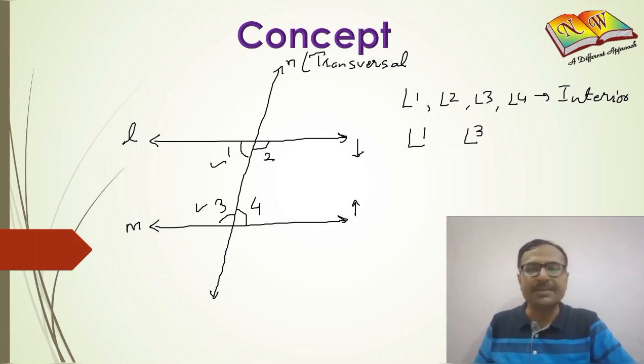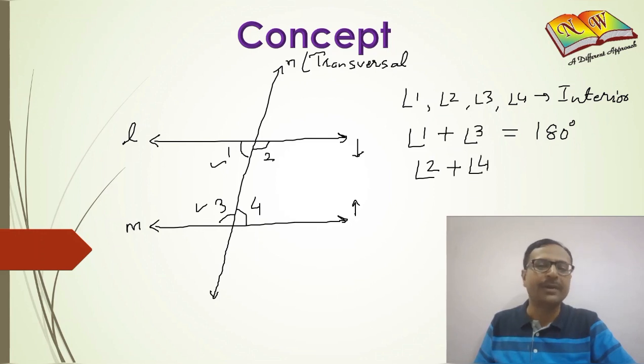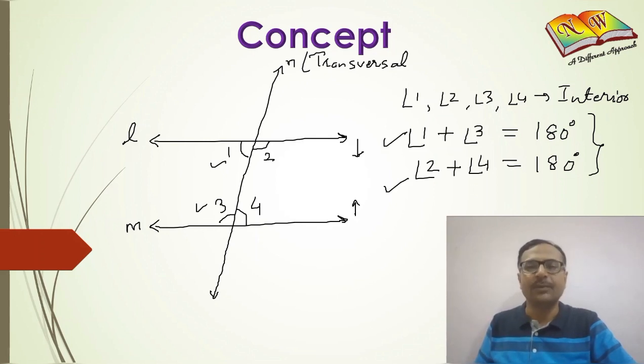And the property is when you measure these two angles and add them, invariably you are going to get 180 degrees. Likewise, if you measure angle 2 and add it to angle 4, the sum is going to be 180 degrees. And that's why we say that angle 1 and angle 3, that means co-interior angles, are supplementary. So each pair of co-interior angles formed by two parallel lines and a transversal are supplementary.